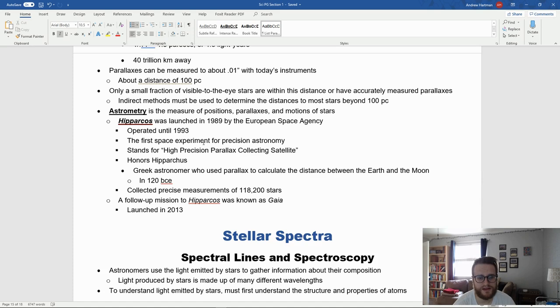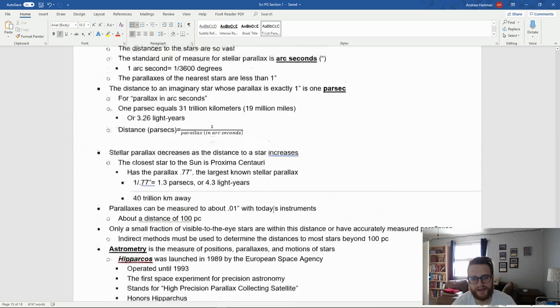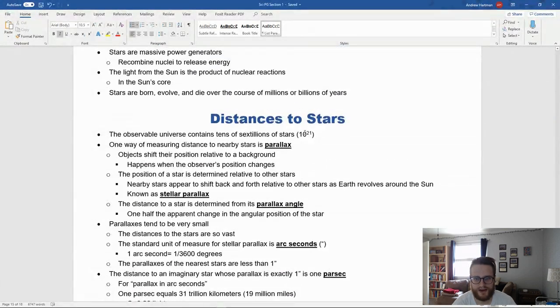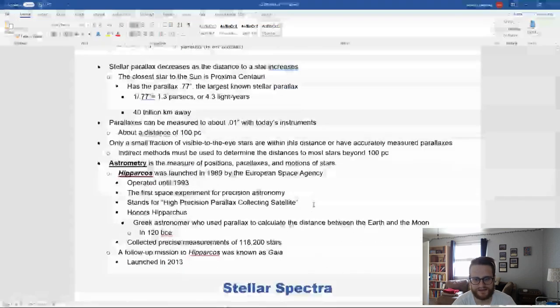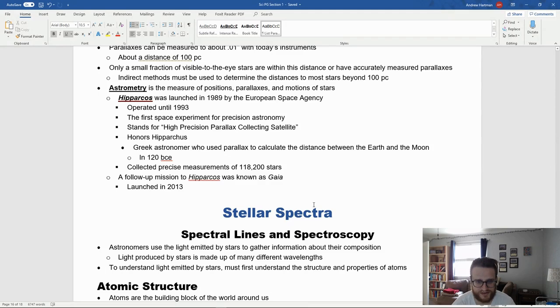And Hipparcos is able to collect precise measurements of 118,200 stars. That's a lot. It's also not a lot, because there are tens of sextillions of stars in the observable universe. We did have a follow-up mission to Hipparcos known as Gaia, launched in 2013, presumably still around, right?